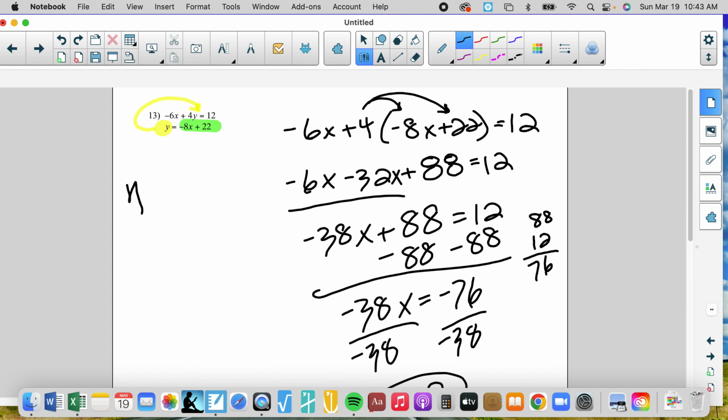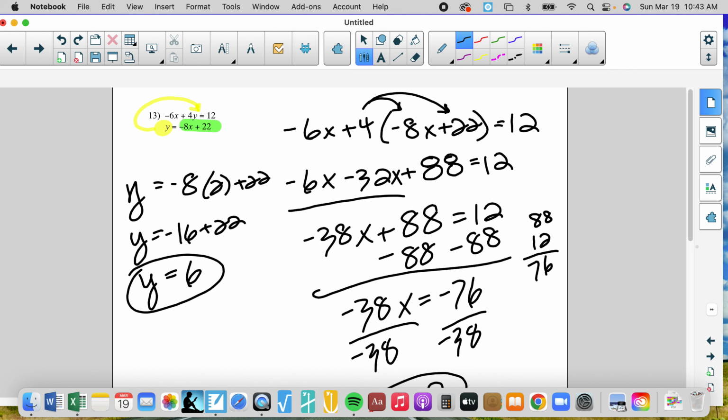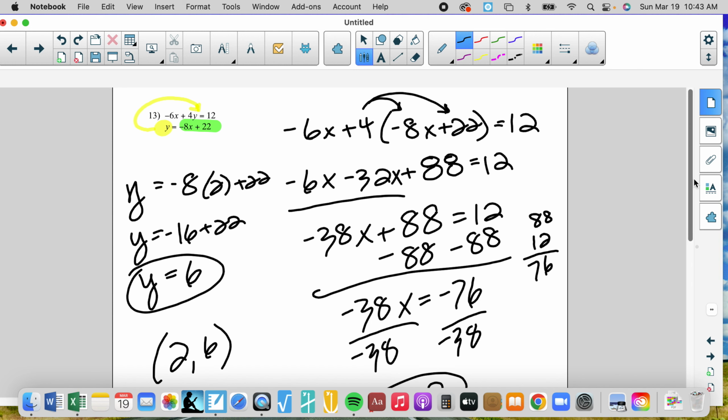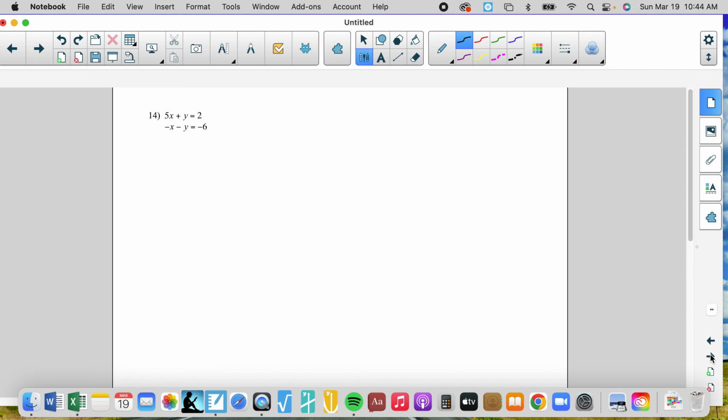I'm going to go back, plug it back into here. Negative 8 times 2 is negative 16, plus 22, y equals 6. So my solution is 2, 6. Let's check it real quick. So negative 6 times 2 is negative 12. Negative 12 plus 24 is 12. And does 6 equal negative 8 times 2, which is negative 16, plus 22? That gives me 6. Good. All right.